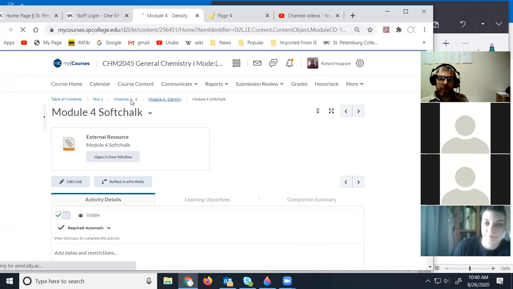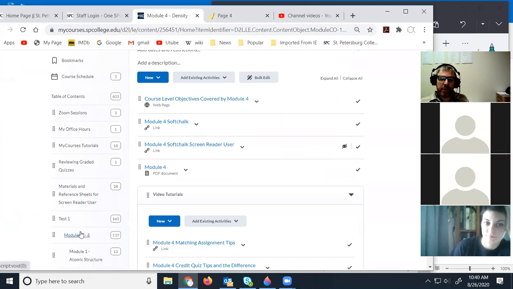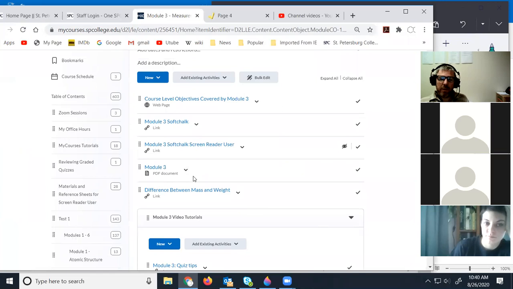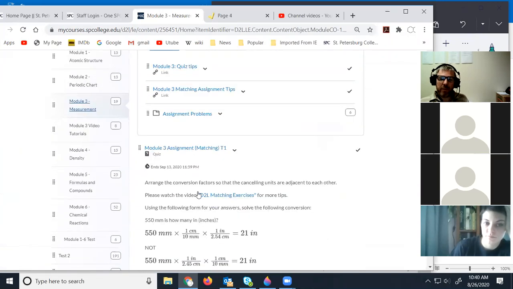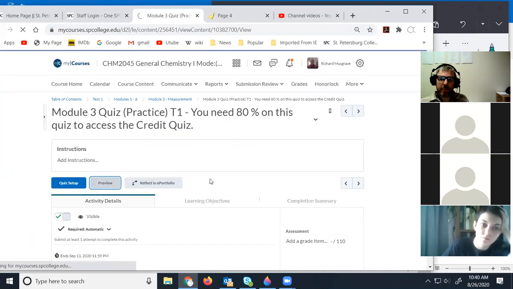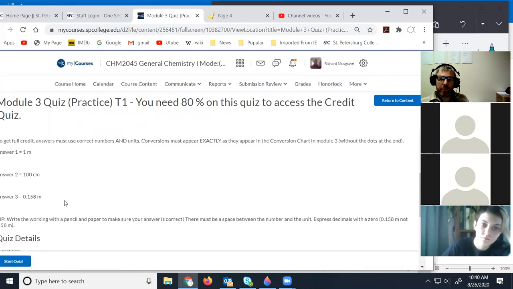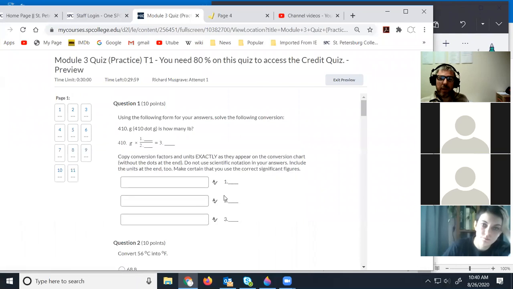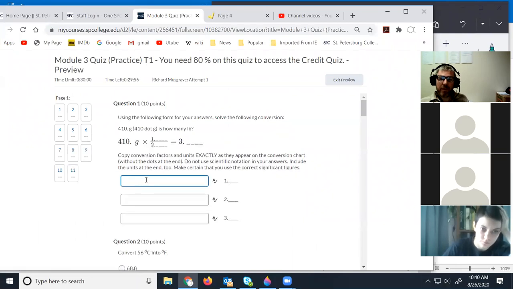All right. I want to point something out. Let's go back to Module 3. The assignment for that is relatively easy. I'm not going to open that up, but I will open up the practice quiz here and show you something. The way these are set up, you actually have to type stuff in, and you type it in directly off the conversion chart. And you do have to use the numbers exactly as they appear.